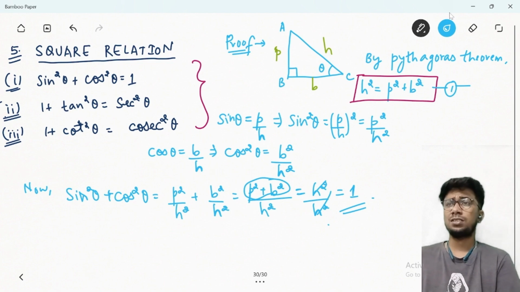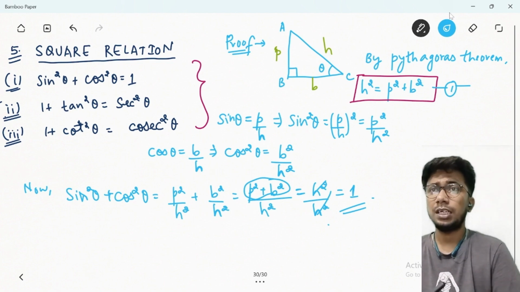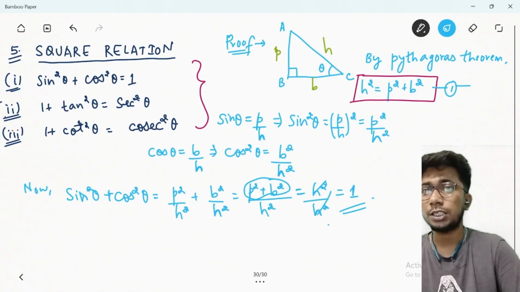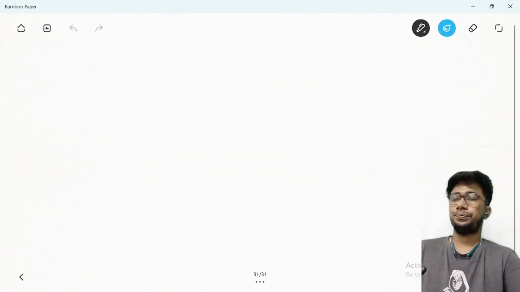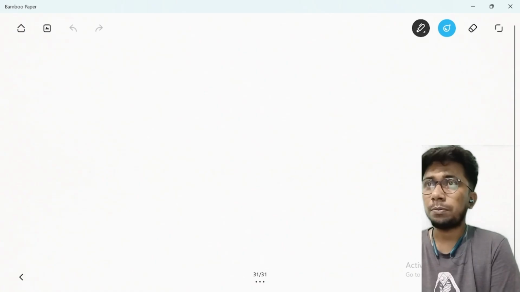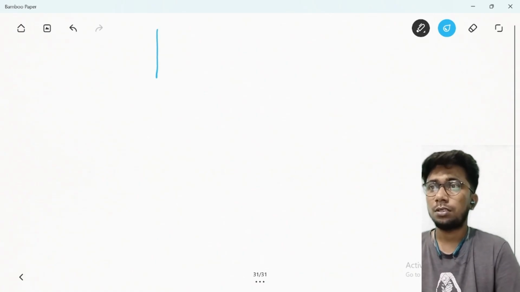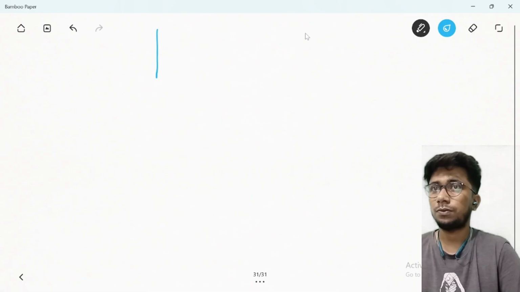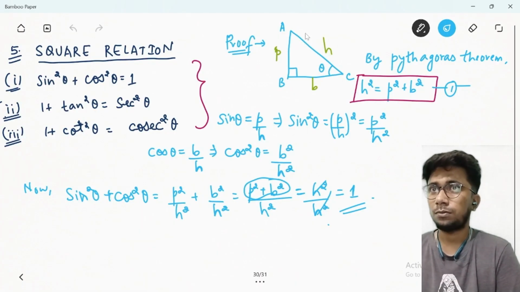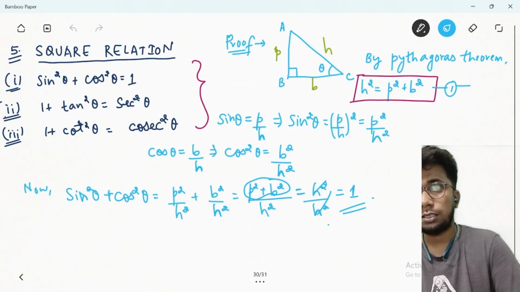Easy tha? This result was easy. In the same way, we can prove the other relations. That is, now let's consider. Let me make the triangle again. मैंने triangle.